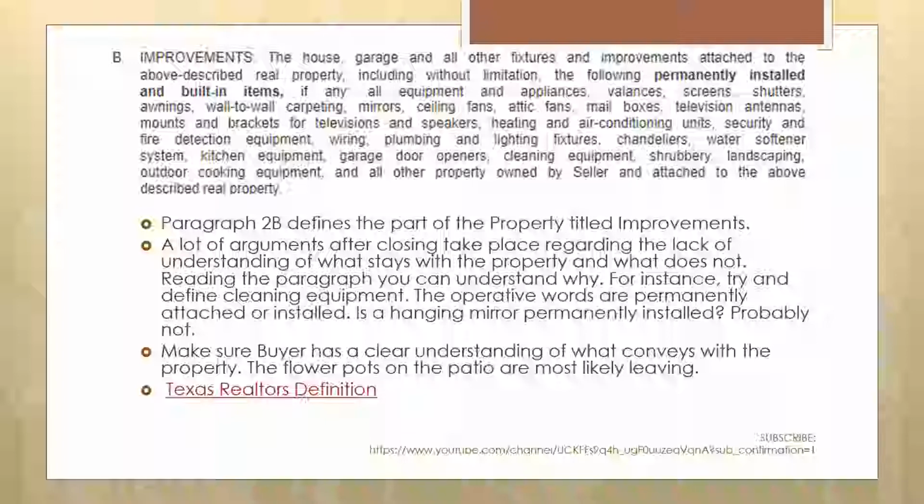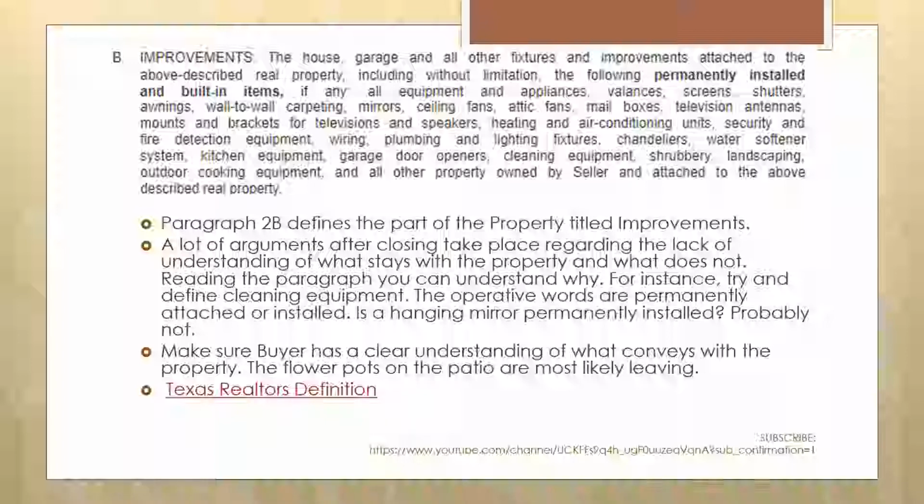Now, even the paragraph itself is kind of vague. If you look at some of the things, it talks about cleaning equipment. What are they talking about? The operative words are permanently attached or installed. So, is a hanging mirror permanently installed? Probably not. I've seen arguments over mirrors being taken by the seller that were hanging mirrors. If they're permanently installed and attached to a wall, it's a different story.